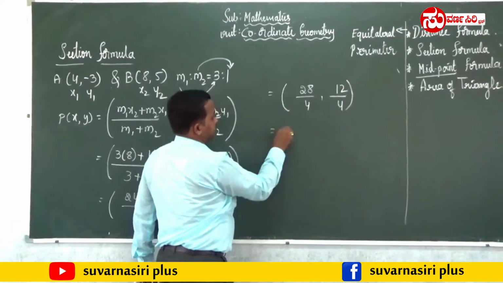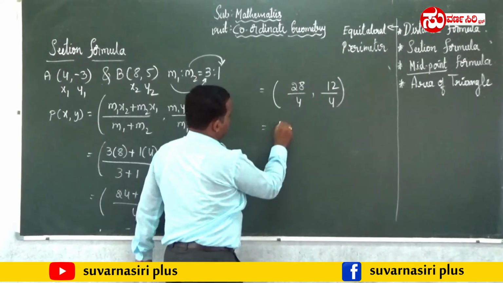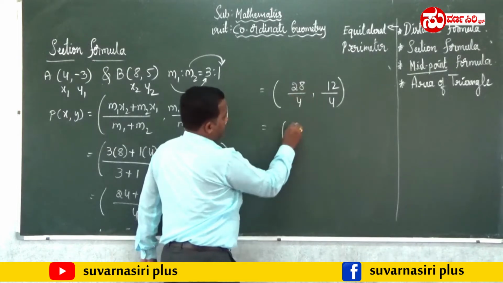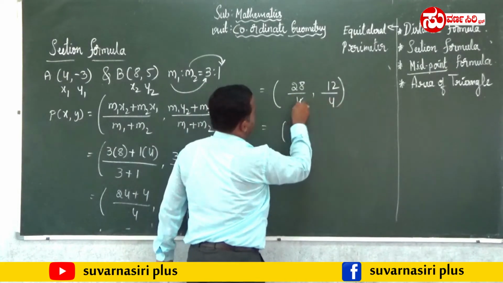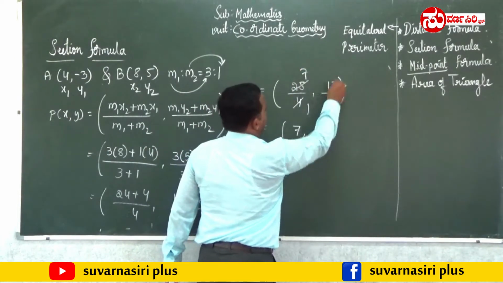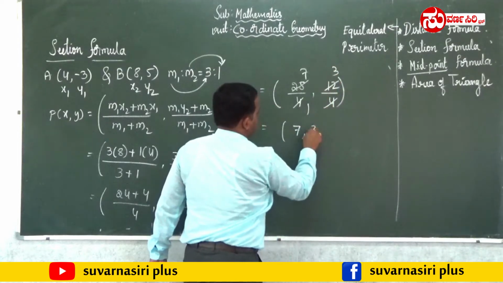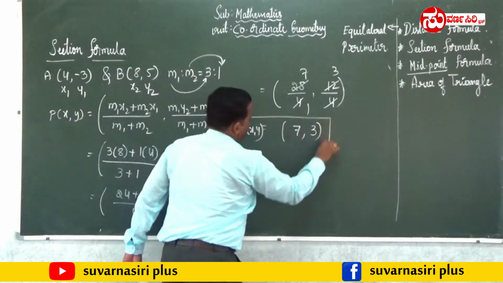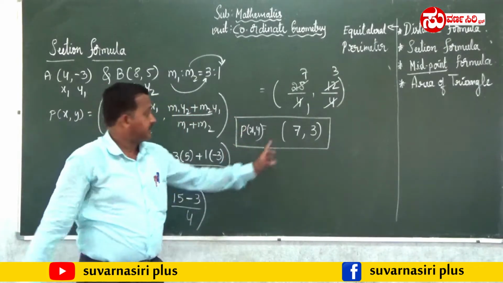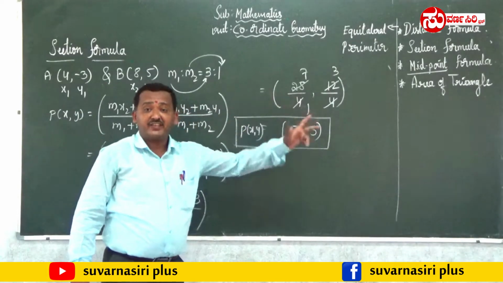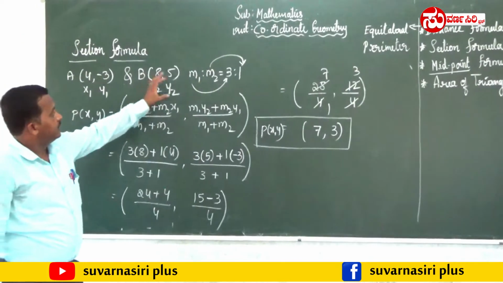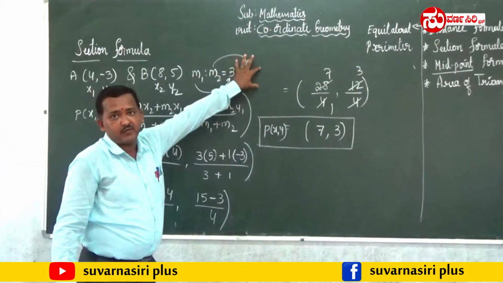So you can cancel it. 4 sevens are 28, and 4 threes are 12. So the point 7 comma 3 is the point which divides the line joining AB in the ratio 3 is to 1.